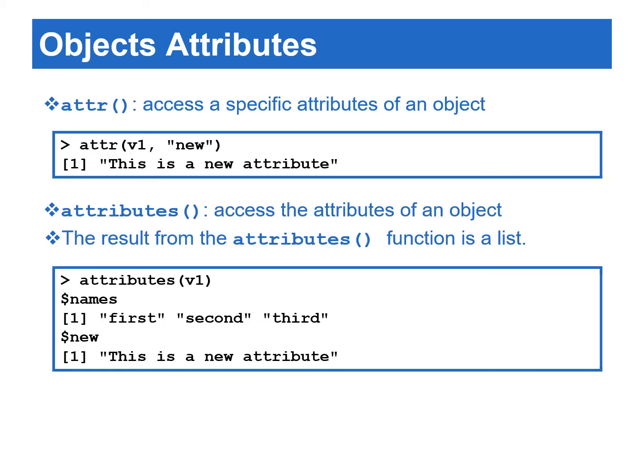Once an attribute is assigned to an object, we can access it by using the attr function. In the first example, we access the new attribute by using the attr function. We can use the attributes function to access all the attributes of an object. For example, v1 has 2 attributes, one is the names attribute, and the other is the one that we just created. Based on the printed result, we can see the value that is returned from the attributes function is a list object.